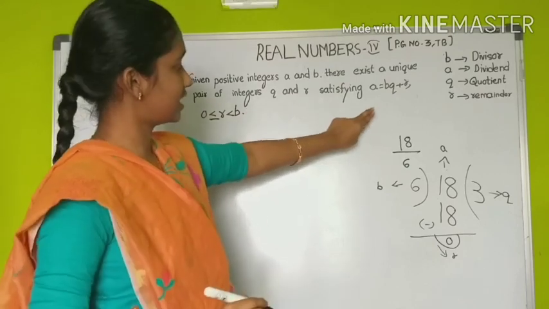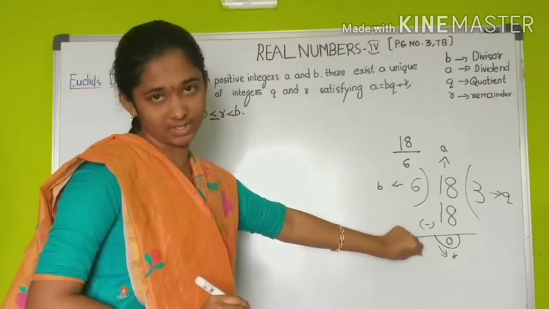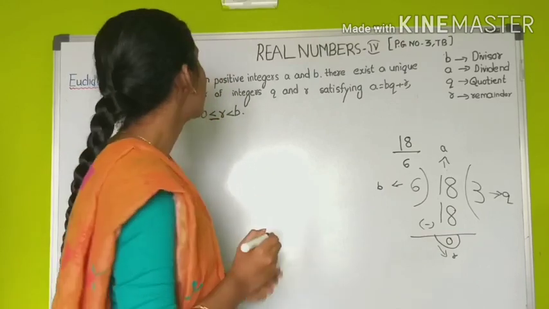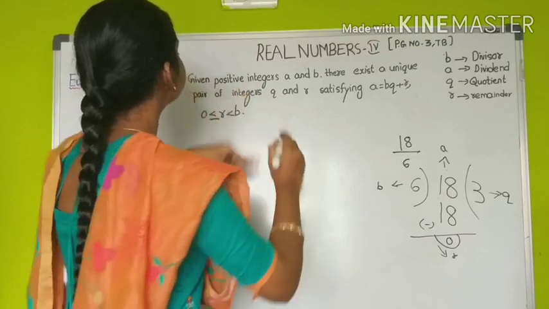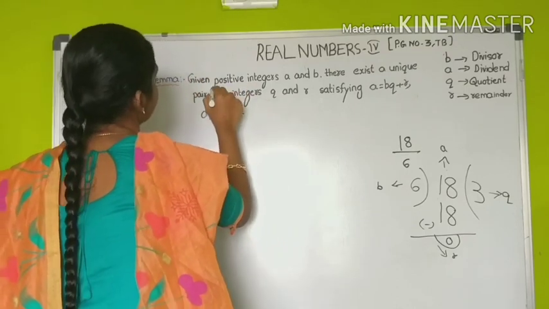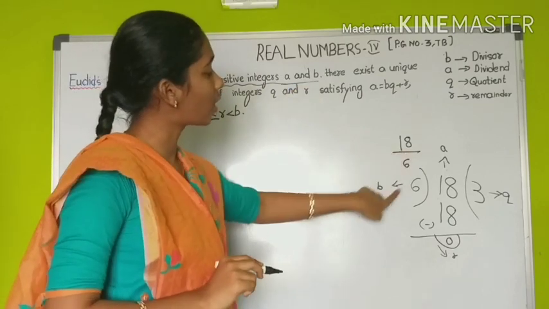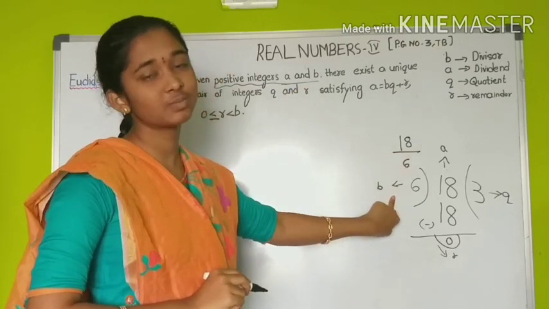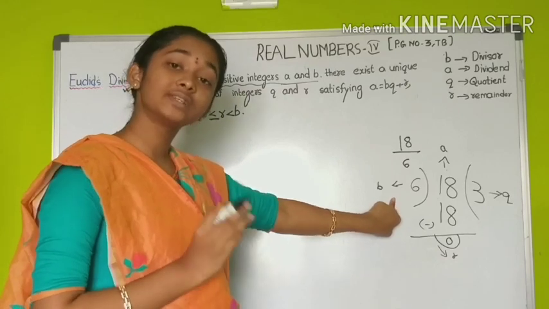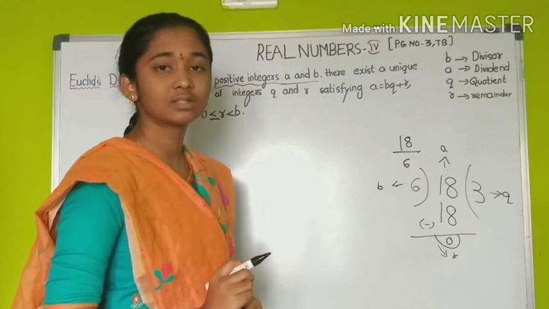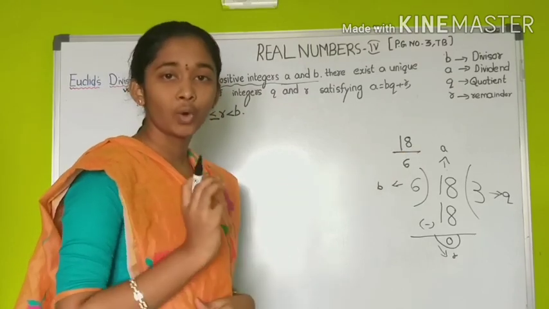First we check this condition: does it work for this division? Euclid's division lemma works for all divisions. And when you first see it, they have given positive integers a and b, which shows that a and b are always positive integers. Integers means the combination of positive numbers, negative numbers and 0.